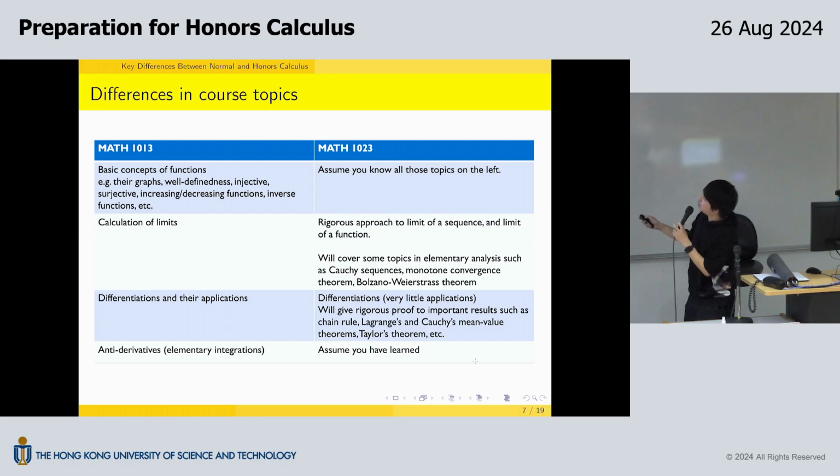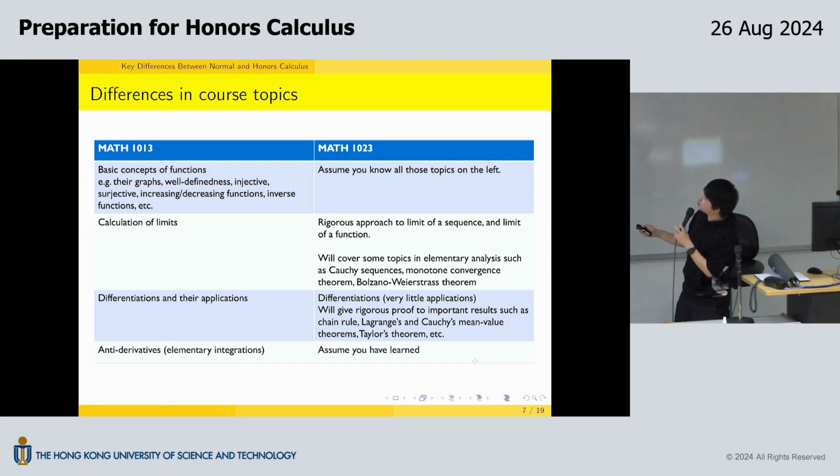On the other hand, for Math 1023, the honor calculus course, when you get into the course, you are assumed to know all these topics. You are assumed to be familiar with the calculation stuff, and you are assumed to know the intuitive concepts of limits or differentiation. But in the honor calculus course, you relearn all these concepts from scratch and in a much more rigorous way.